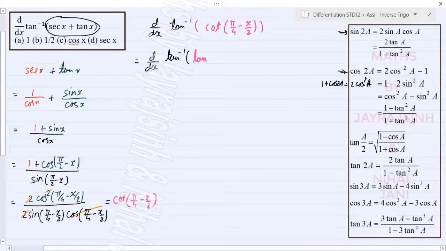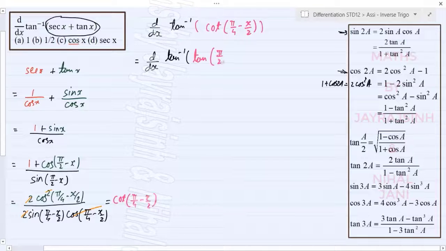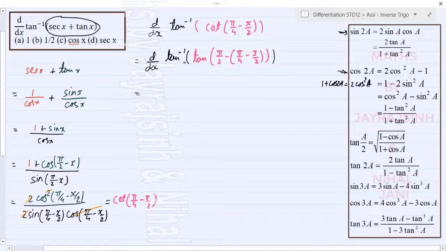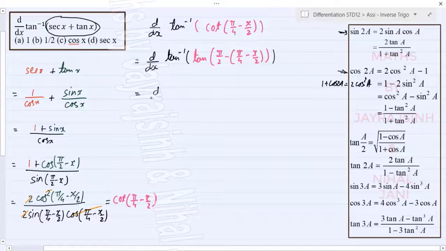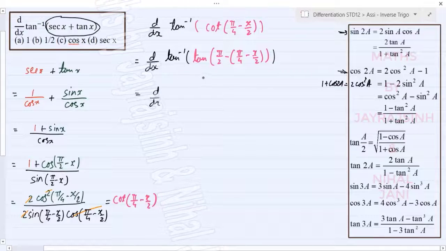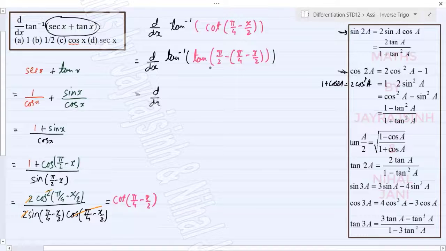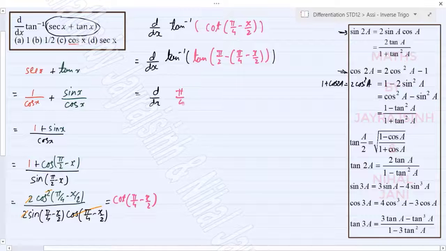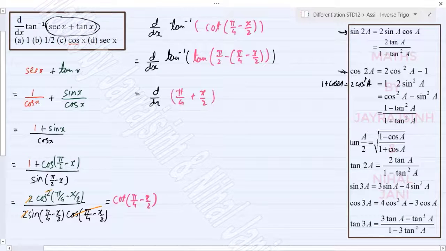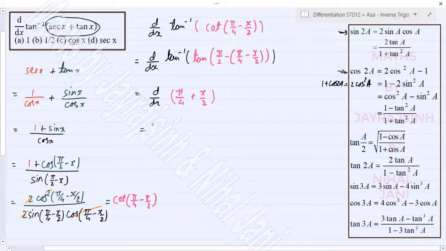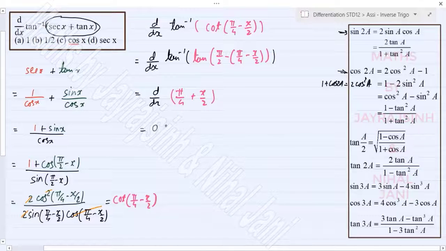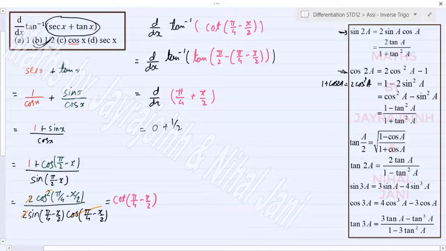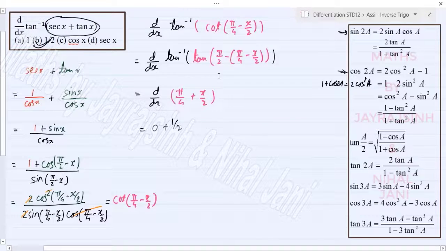So we can rewrite as tan(pi/2 - (pi/4 - x/2)). So tan inverse and tan are inverse functions of each other. So we can simplify this as pi/2 - pi/4, or we can say pi/4 + x/2. So the differentiation of pi/4 will be 0 and the differentiation of x/2 will be 1/2. So your final answer is B, 1/2. Ta-da!